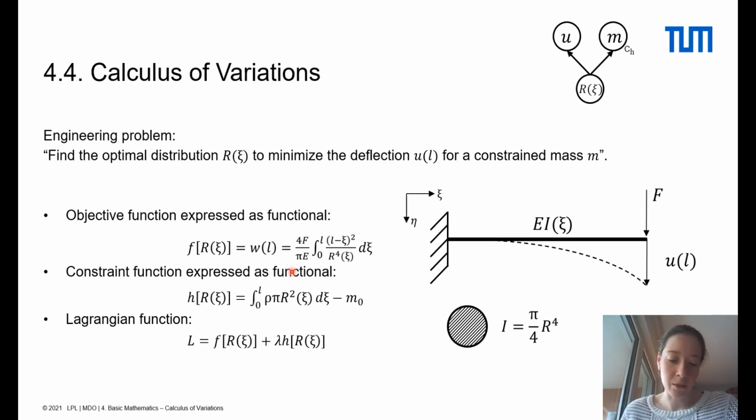We got our objective function, which is the deflection u. We got the constraint function, which is the mass, which has to be m0, and we can build the Lagrangian function, or functional, from this, which is f of r plus lambda times h of r.